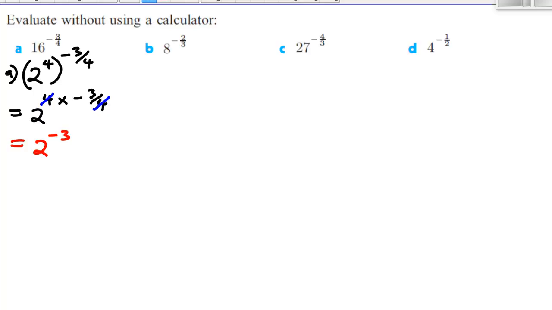Now, if we want to write our answer without that negative power, we can use our knowledge of negative indices to simplify that as 1 over 2 to the power of 3. Remember here we are without using a calculator. You know that 2 to the power 3 is 8, so you can say 1 over 8 is your final answer.